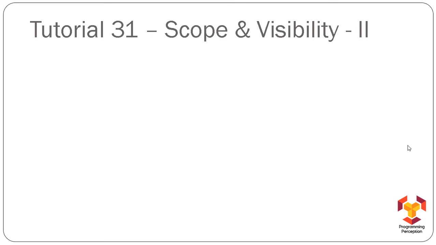Friends, in our previous tutorial, we discussed scope and visibility, and we saw 2 out of the 4 scopes that are available in C language. So today we are going to discuss the remaining 2 scopes. So let's proceed. Now, block scope.